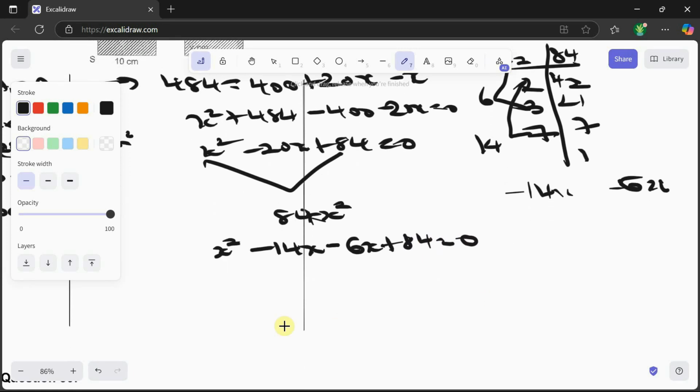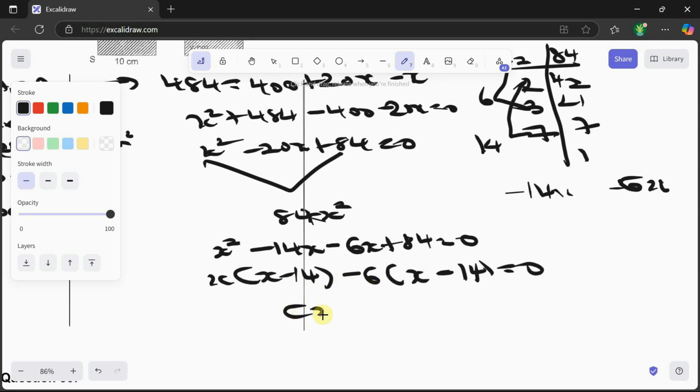So if I factor out x from this, that will be x bracket x minus 14. And if I factor out minus 6 from this, that will be x minus 14 too, equal to 0. Minus 14, minus 14, same thing, these two brackets, I'm good. So that will be x minus 6, x minus 14 is equal to 0.